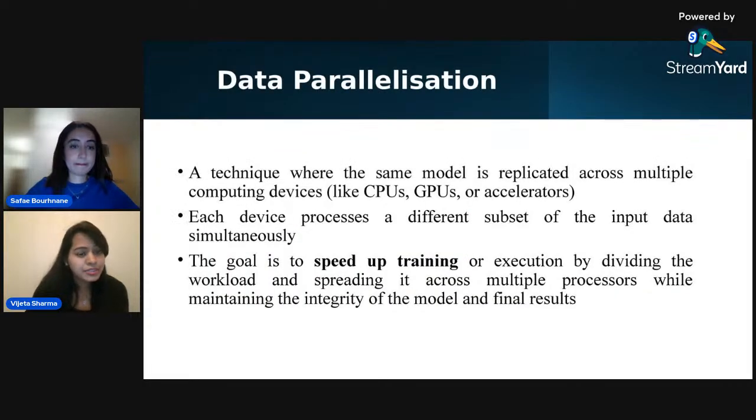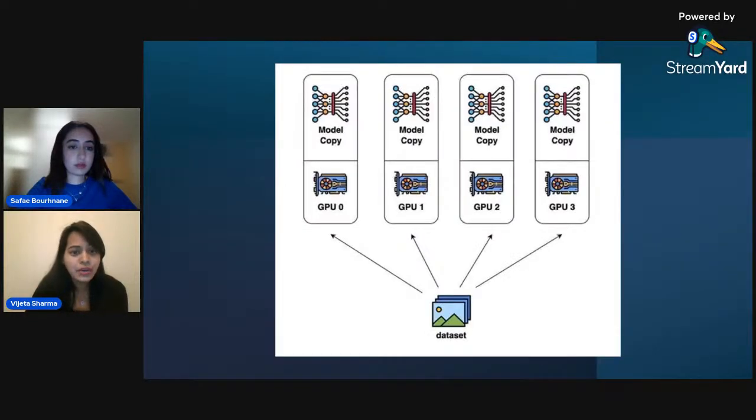So in data parallelization, the whole model is copied as it is on the different devices, and the data is partitioned among the devices. The goal is to speed up training execution by dividing the workload, meaning dividing the data, where data is utilized in chunks by the models. This is how it looks when it is parallelized on the GPU system. Multiple GPUs have exactly the same model copies, but the data is getting split.